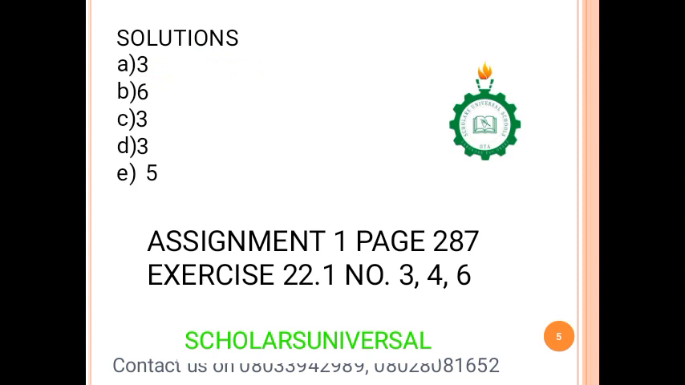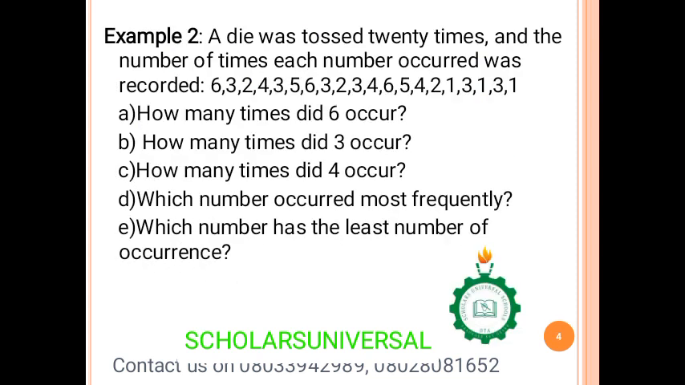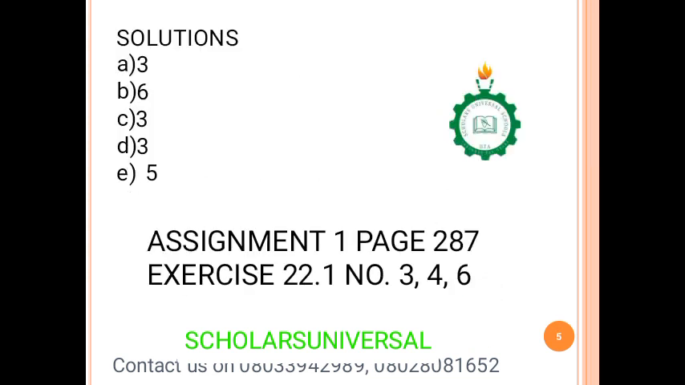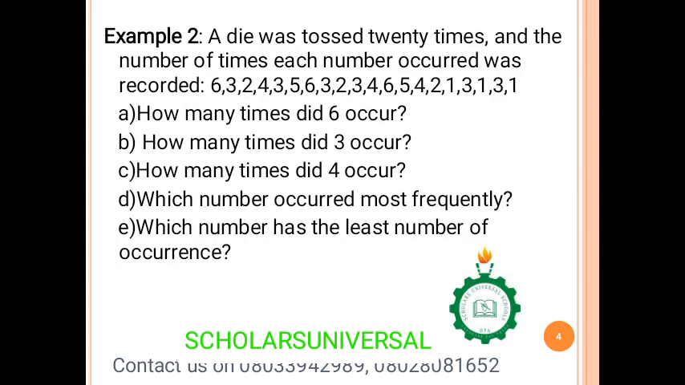The first one is 3 times. Let's look at the second one. How many times did 3 occur? Count the number of 3s you can see here. We have 1, 2, 3, 4, 5, this is the fifth one, 6. It occurs 6 times. Can you see it? How many times do you have 4? We have 1, this is another one, 2, 3. It occurred 3 times. So 4 occurs 3 times.